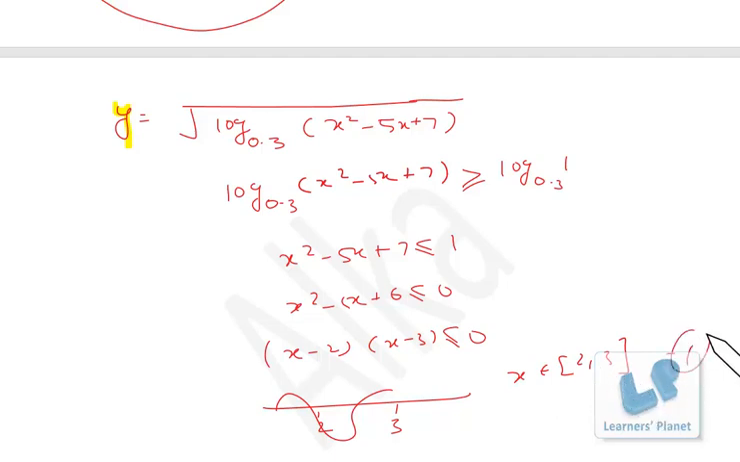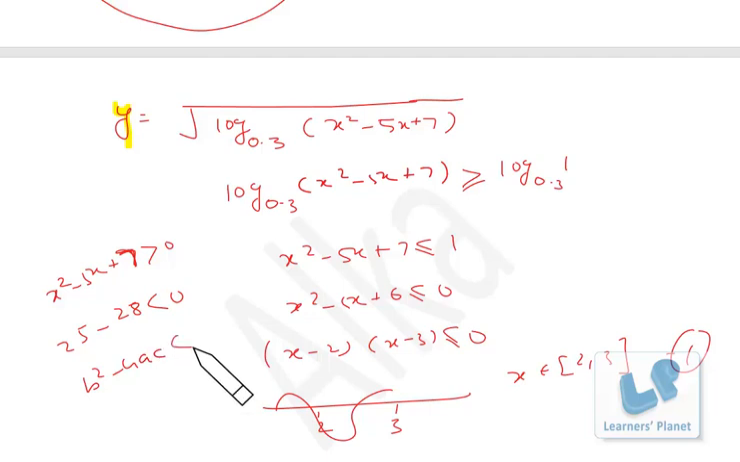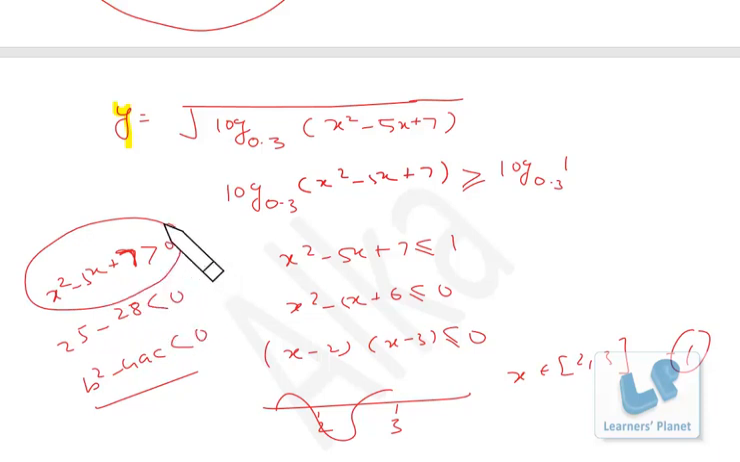Now this is the first step. The second step: x can take the values 2 and 3 both, because both of them are included. Now we have to see that the logarithm should be defined only for positive quantities. So we have to check that x square minus 5x plus 7 should be greater than 0. Now the roots of this equation are not real, right? B square is 25 and 4 into 7 is 28, so B square minus 4AC is less than 0. That means the roots of this equation are not real, which means this quantity is always positive irrespective of the value of x.